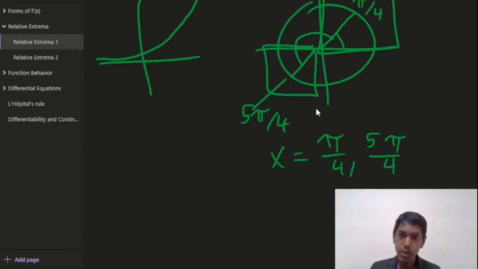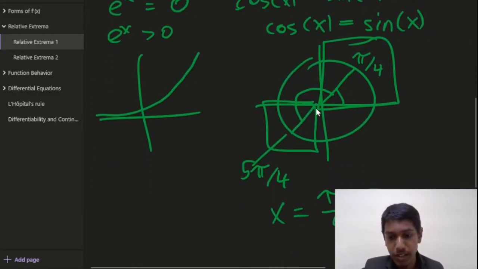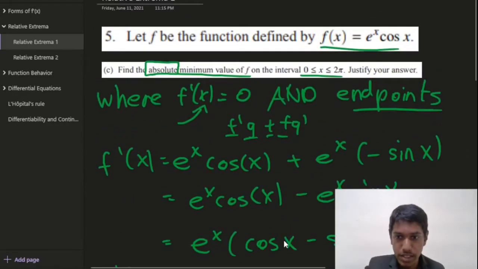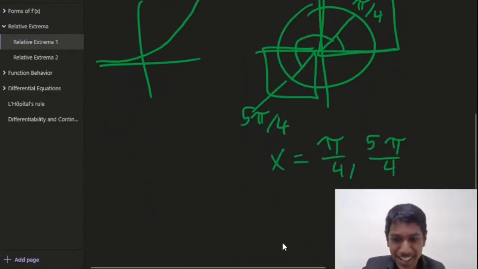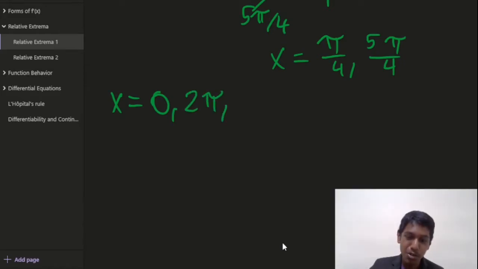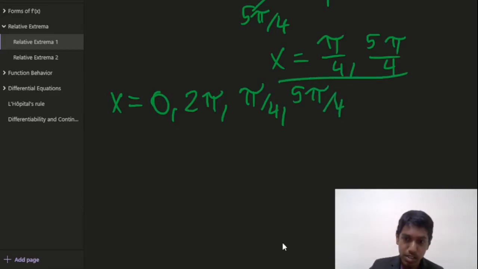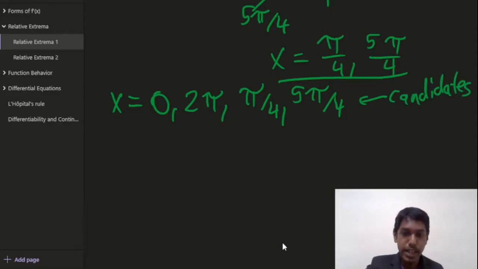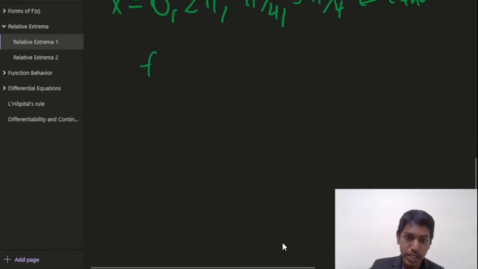Okay, so we have found some of the candidates, right? But remember, we also have to consider the endpoints, 0 and 2 pi. Do not forget to consider the endpoints. If there's one thing you take out of this video, you have to consider the endpoints when you are finding an absolute extrema. So now we're going to test all of these. These are the candidates, right? And maybe the most organized way to do this is I'm going to have a table.